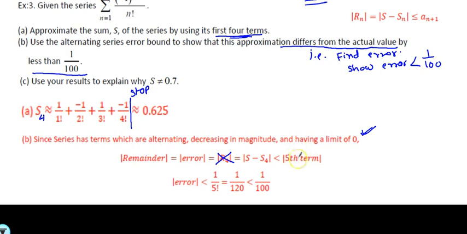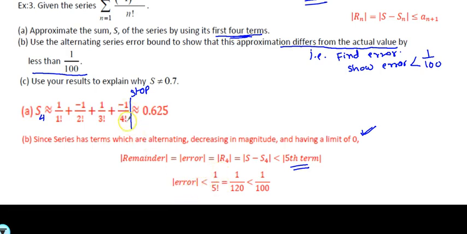All you have to do is find the 5th term. You do not have to write all this if you are not sure. All you write is the remainder, the error, is less than the 5th term. It should be less than or equal to, but here this is less than, so that's fine. But how do you know which is the 5th term? And you have to show that the 5th term is less than 1/100. So the error is less than the 5th term.